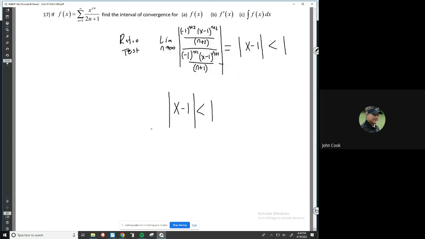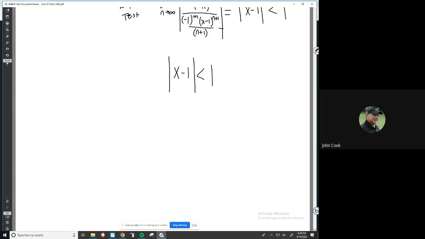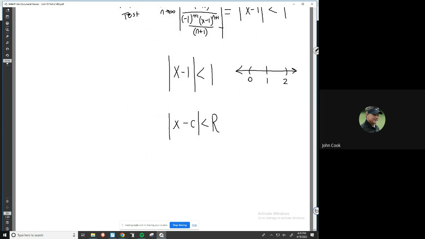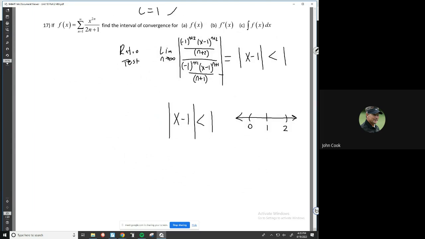When it's written up like this, it's the perfect format for us because we want to break it down to where it's x minus the center value, the center number, less than some radius of convergence. So we know exactly what those numbers are. The center value for x, the one that will automatically work for convergence, is going to be 1. So we put that in the middle of our number line. The radius of convergence is 1, so we go up by 1 and down by 1. So that puts us at 0 and 2. So we've found our interval of convergence, but we need to check the endpoints.